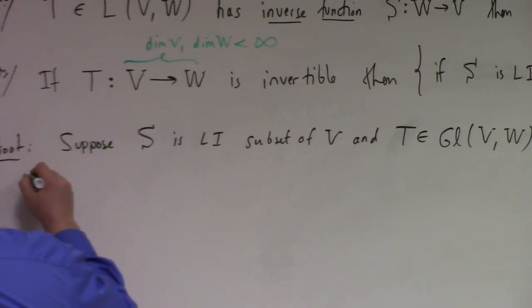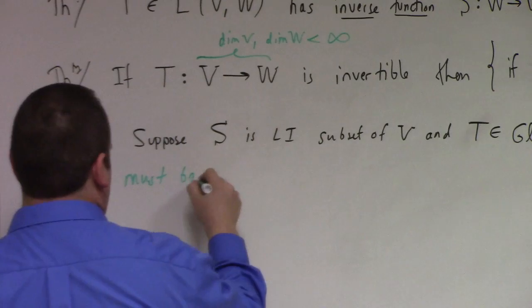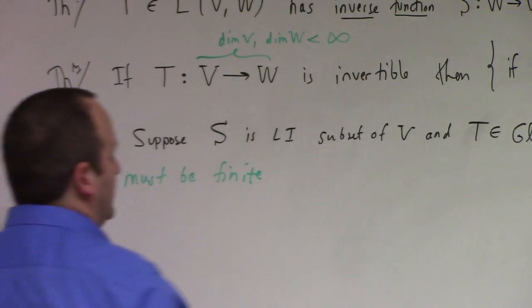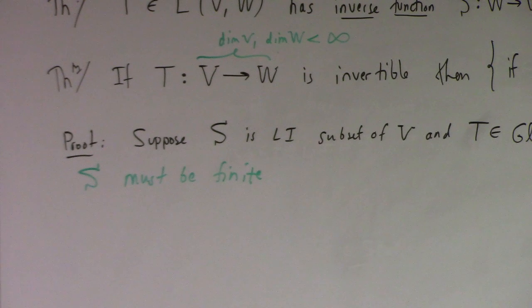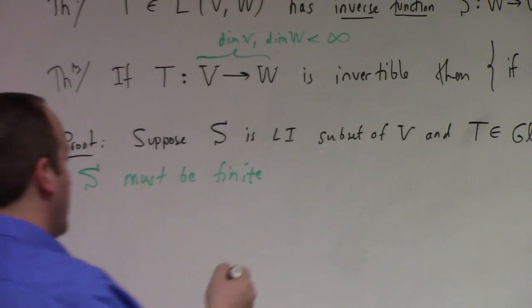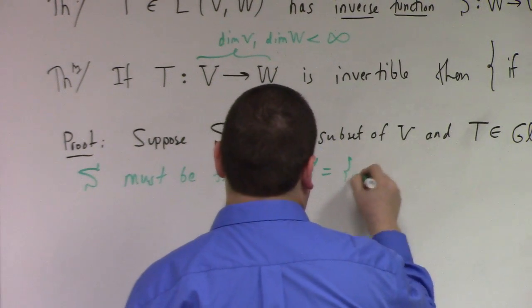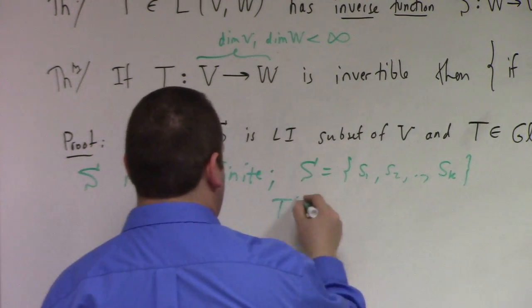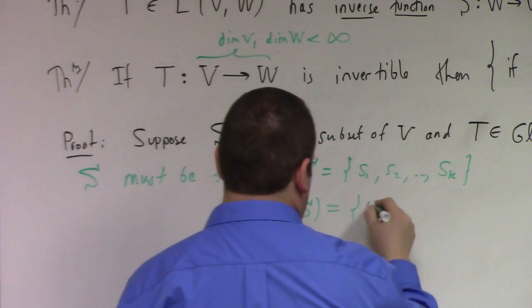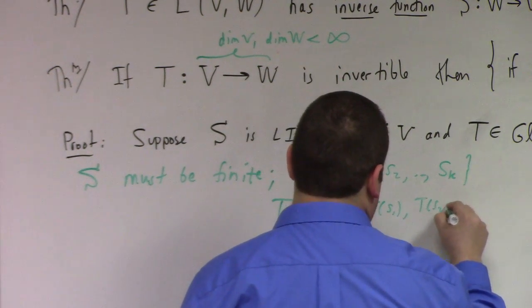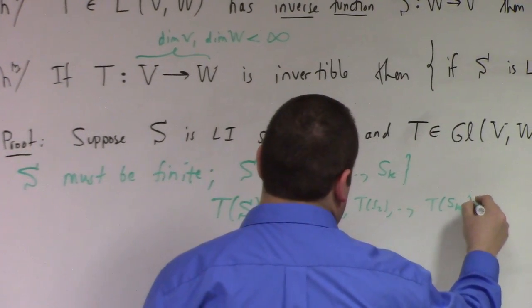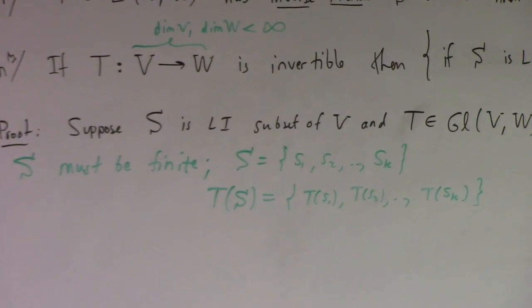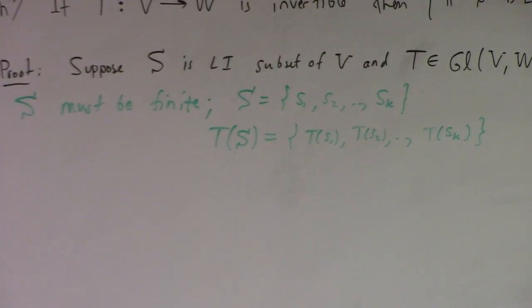So S must be finite, right? Because otherwise it would contradict the dimensionality, the dimension theorems we had before. You can't have more linearly independent vectors than the dimension of V. So S must be a finite set. In particular, we can just say S is equal to {S1, S2, ..., Sk}. Then T of S, by definition, is {T of S1, T of S2, ..., T of Sk}. It's the set of images of the S vectors. We're assuming linear independence of S, right?